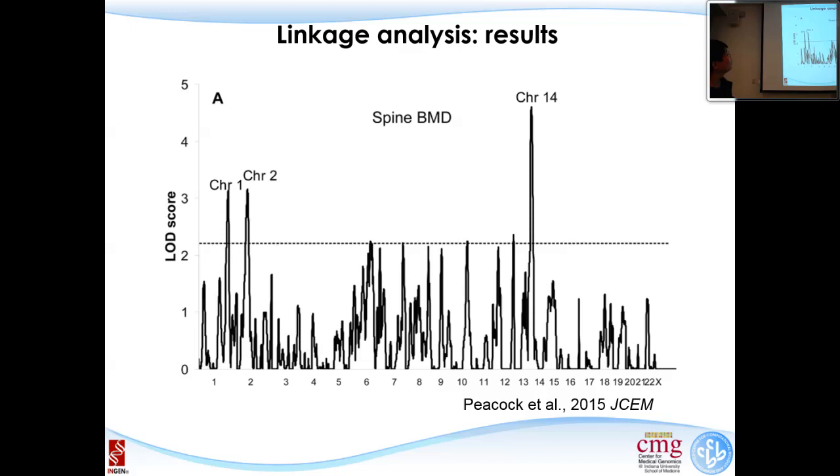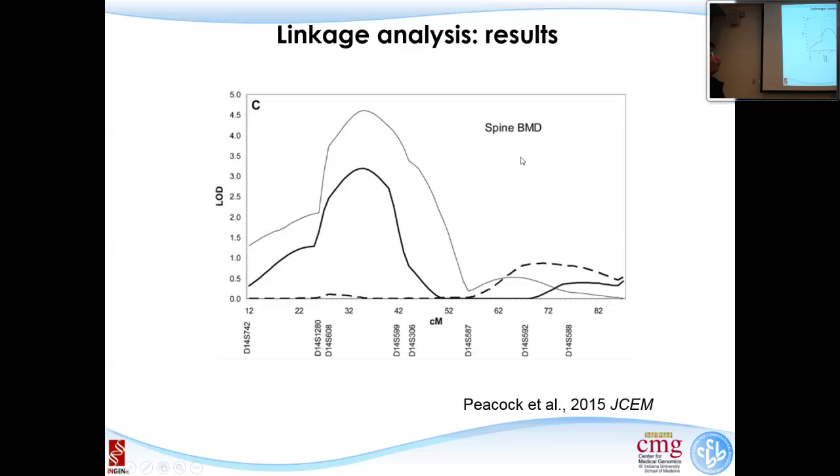So this is a zoom in of the chromosome 14 region. Actually we did three analyses. This is male only, and this is female only. This is male and female combined. Sometimes people do male and female separately, not just because their phenotypes may be different, their genetic maps may be different too. So usually male for male. I don't remember exactly, but I think males have more recombination than females.